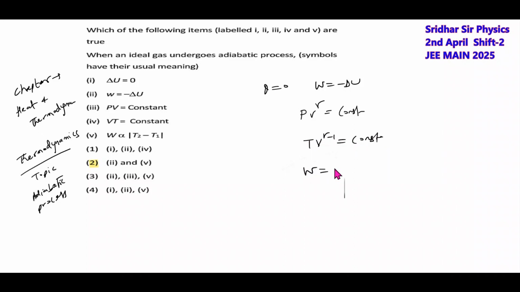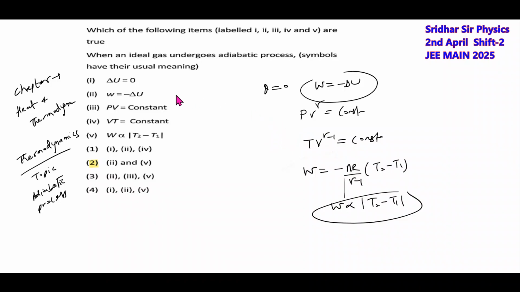And what is the work done formula? Work done will be equal to minus nR by gamma minus 1 times T2 minus T1. So work done will be proportional to mod of T2 minus T1. This is a valid thing. Delta U 0, wrong thing. PV to the power of gamma equal to constant, TV^(gamma minus 1) constant. So only these two are valid, so we'll pick up this option. If you know the simple adiabatic process definition, you can manage here. I'll take the next question.